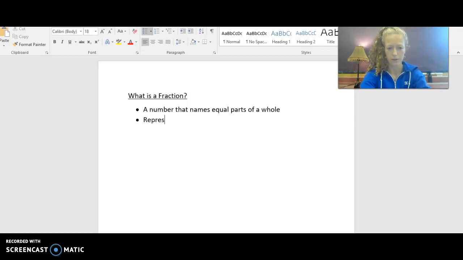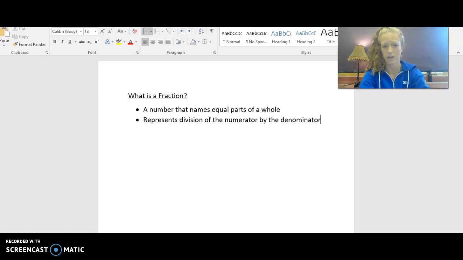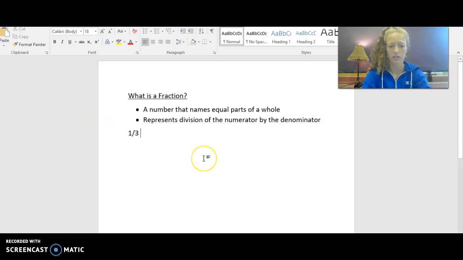I'm also going to say it represents division of the numerator by the denominator. And if you're not sure what those words mean yet, that's okay. We're going to figure it out real quick. So let's say we have an example right here. I have 1/3. You might write that with a slanty line, or you might write 1/3. I'll write that out on my whiteboard quickly so that makes sense.